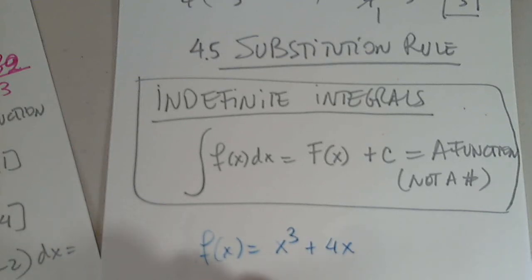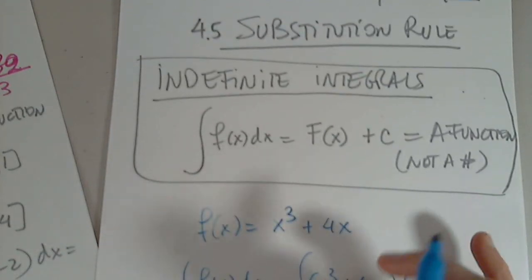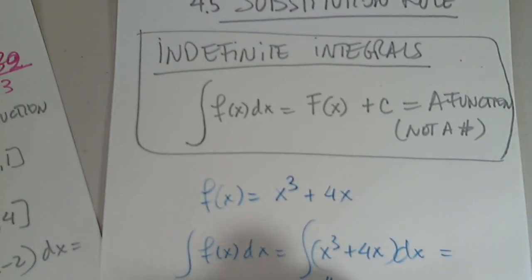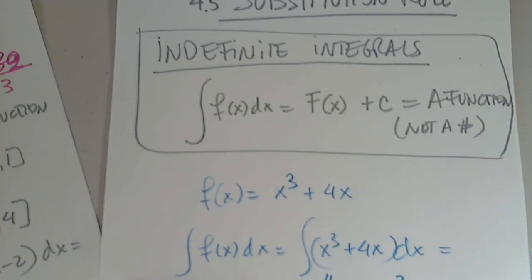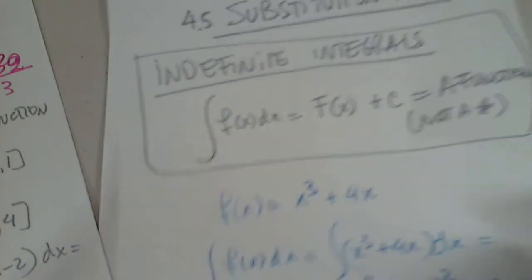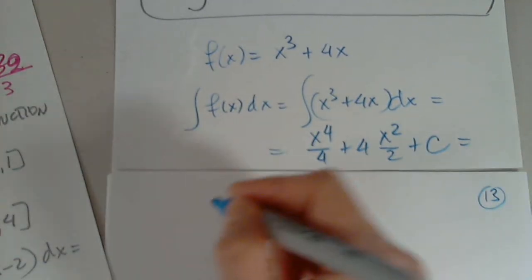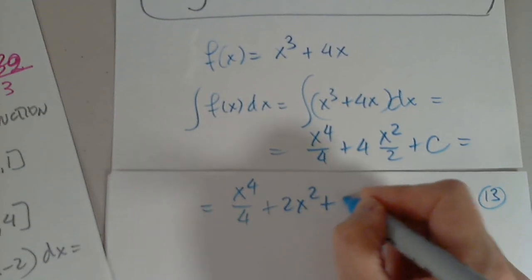And we're asked to find the indefinite integral of f of x dx, which is the integral of x cubed plus 4x dx. No limits of integration, as you notice. And this will be x to the 4 over 4 plus 4x squared over 2 plus a constant c. Yes, I have to simplify. I will write it one more time, simplified as x to the 4 over 4 plus 2x squared plus a constant c.